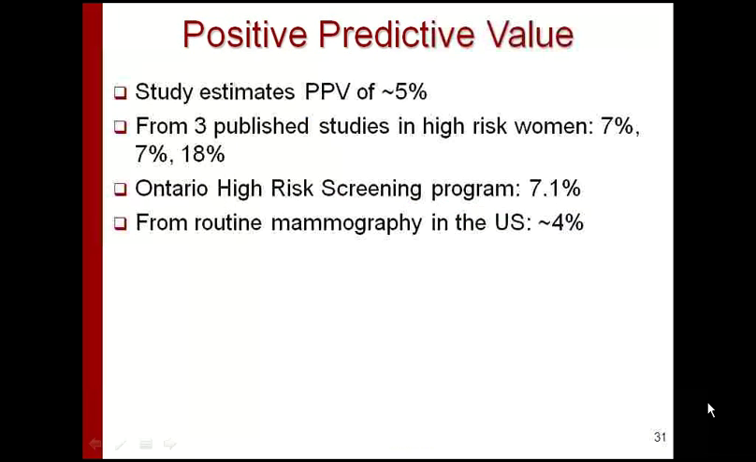If you look at positive predictive value, we get about 5%. Routine mammography in the United States is about 4%, so it's maybe a little bit better than mammography. Your high-risk program had a positive predictive value of about 7%, and among published studies there's quite a range. So I was, again, pleasantly surprised, but when you compare it to mammography, it's not that much better.